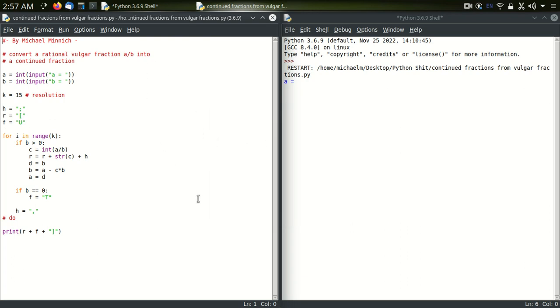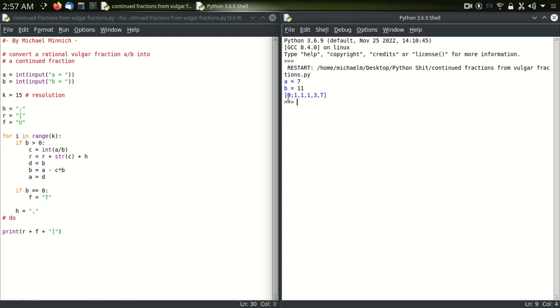In a fit of insomnia, I wrote a little program, a little script that converts a rational vulgar fraction, like a on b, where these are both integers, into a continued fraction. So something like 7/11. There you go.